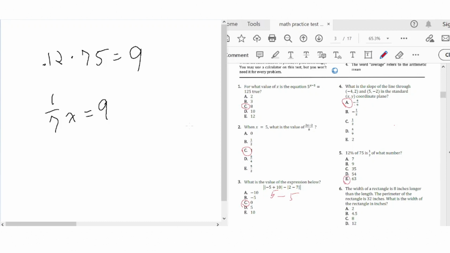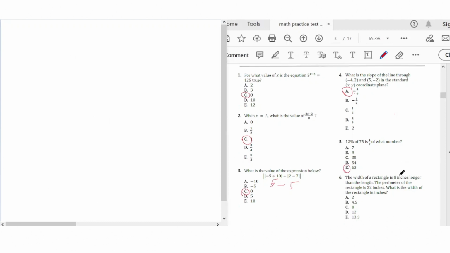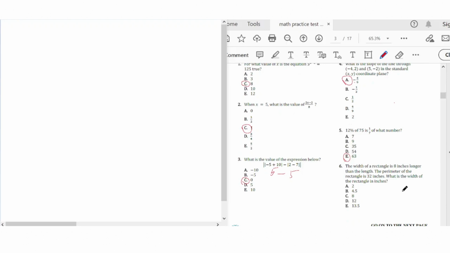Alright, moving on to number 6, we have a geometry problem. And since we don't have a diagram here, I will probably be drawing a diagram for it. So, the width of a rectangle is 8 inches longer than the length. So let's draw a rectangle here. Since the width is longer than the length, we'll call this the width right here. We'll call that the width, and we'll call the other side the length. So we'll call length L. Call width 8 plus L.